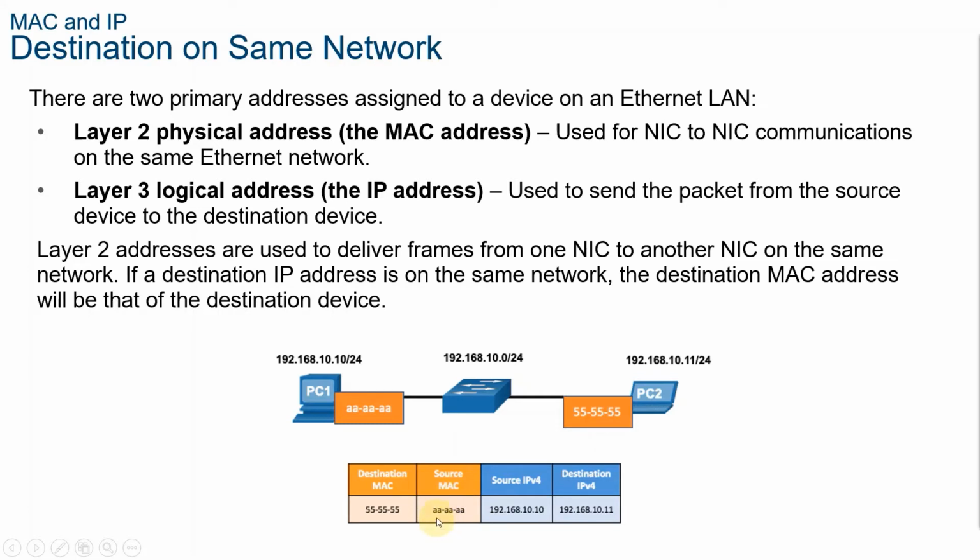Say that is AA. So the layer 3 IP packet contains the following. You've got the source IPv4 address and the destination IPv4 address. Now the source IPv4 address, this is the IPv4 address of PC1, 192.168.10.10. Okay, now the destination IPv4 address, this is the IPv4 address of PC2, 192.168.10.11.